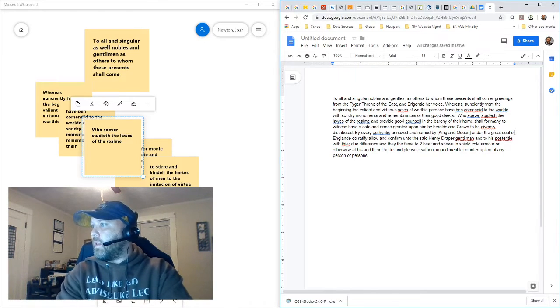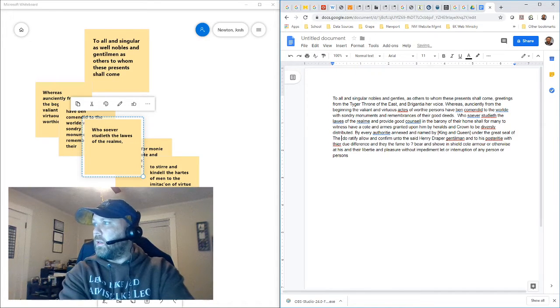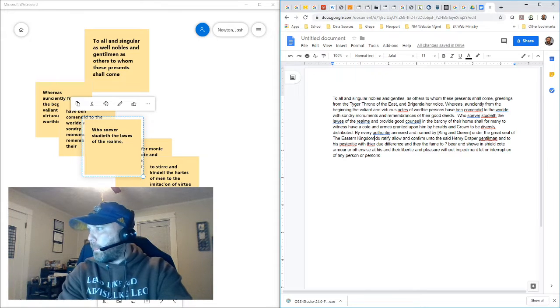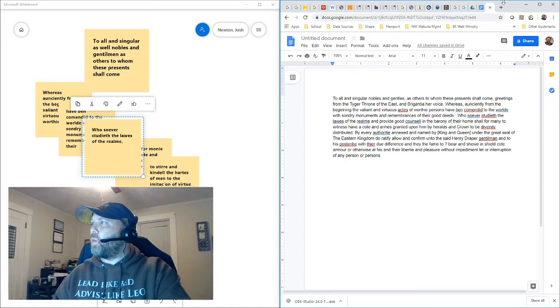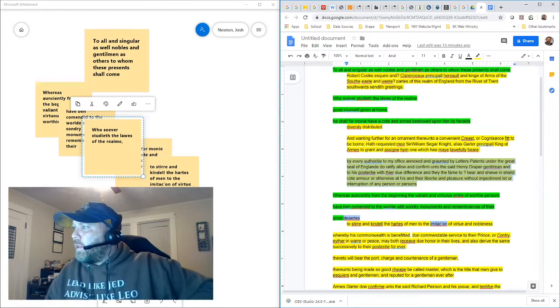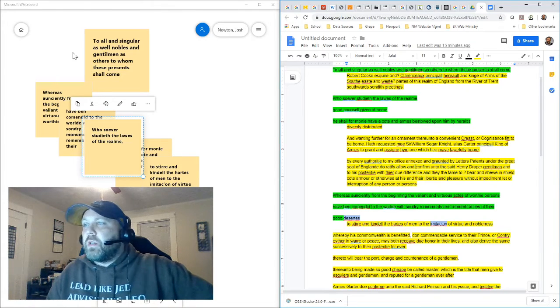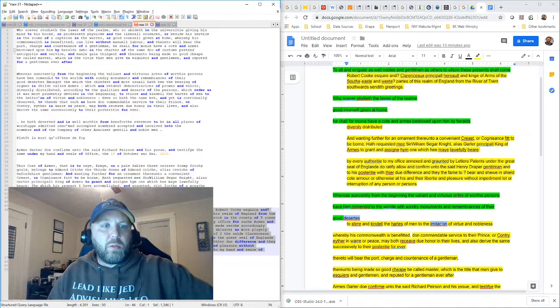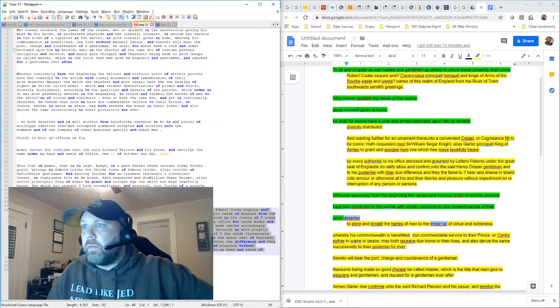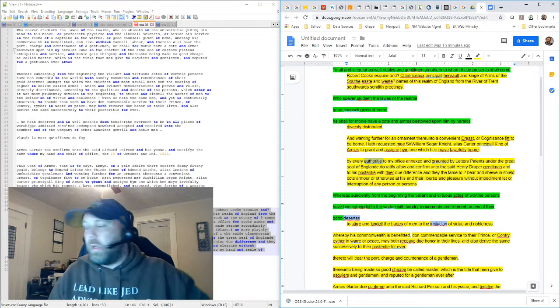King and Queen. Under the Great Seal of the Eastern Kingdom. By every authority annexed and named by blah blah blah under the Great Seal. So that's kind of a weird sentence, actually. By every authority to my office annexed and granted by letters patent on the Great Seal of England, do ratify and allow. So, what was the original? The original was by every authority. Where was that guy?